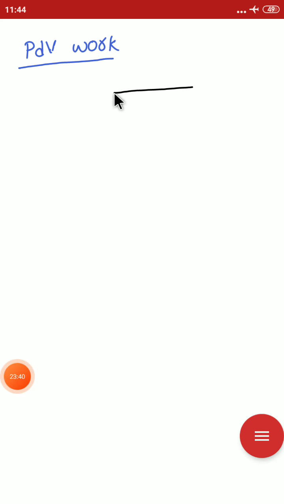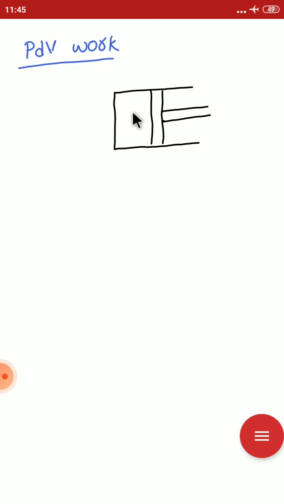Okay. Now we see a brief on PdV work or displacement work, also called displacement work. Let us consider a gas in a cylinder. Suppose this is a cylinder. Inside there is a gas, in a piston cylinder arrangement. This is a piston, this is a cylinder. There is a gas inside the cylinder.